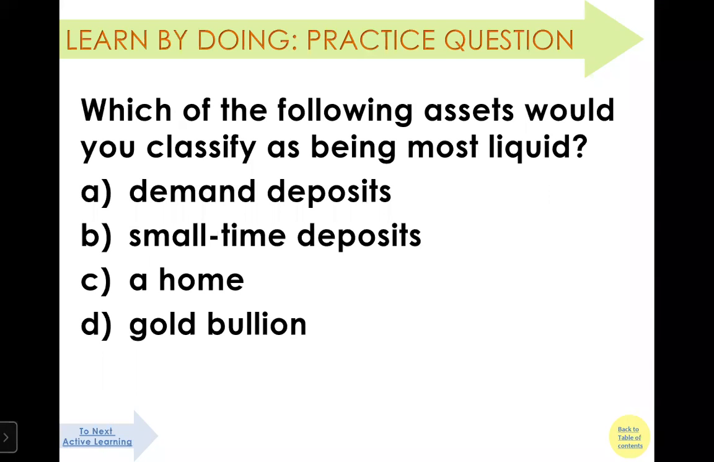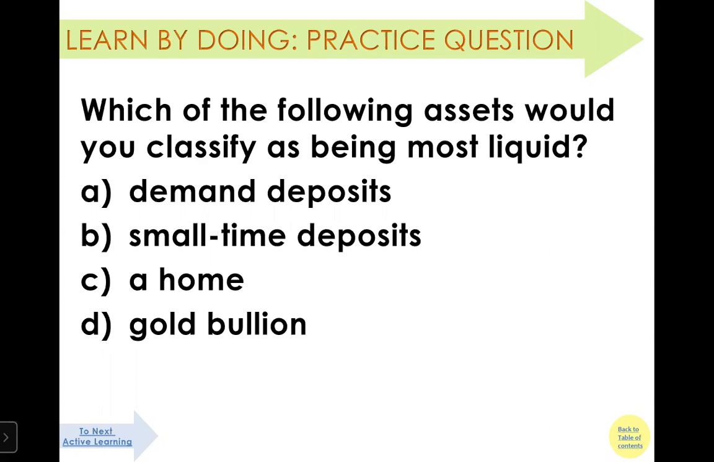Now let's just look at these practice questions. Which of the following assets would you classify as being most liquid? Let's just look at something apparently not liquid, right? A home. Home has value, but this is not liquid, right? Because usually it takes time to sell your house so that you can get the money from the house, right? So it's not liquid.